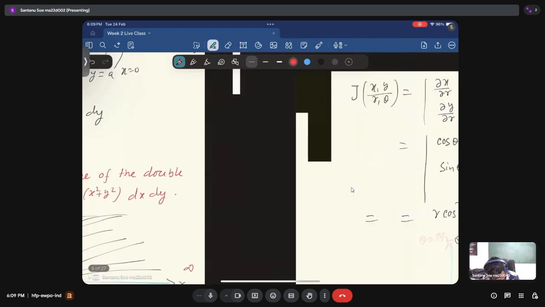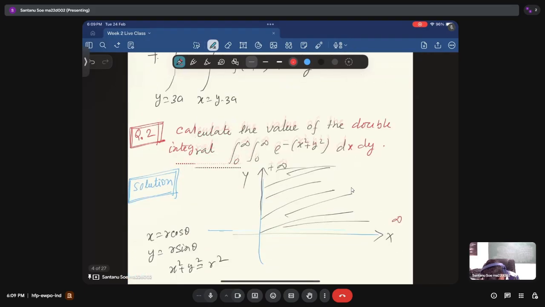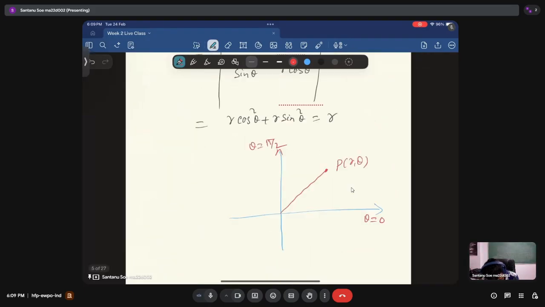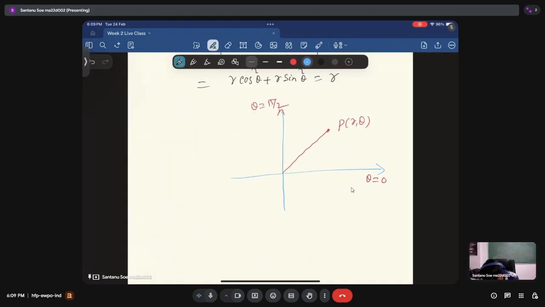Correct. So that means we have to cover this whole quarter plane here. So this whole plane we have to cover using r and theta. So theta is varying from 0 to pi by 2. If you just take theta equals 0 to theta equals pi by 2 and vary this point P of r comma theta by taking different distances, then you can reach every point in this region, right? In this first quarter, I can go to any point.